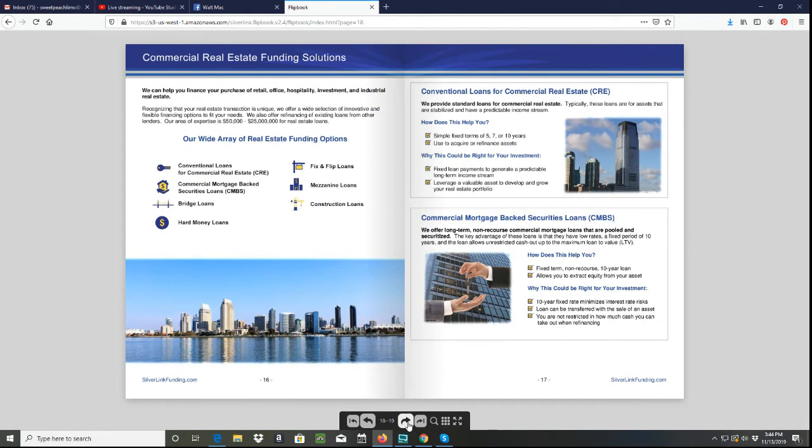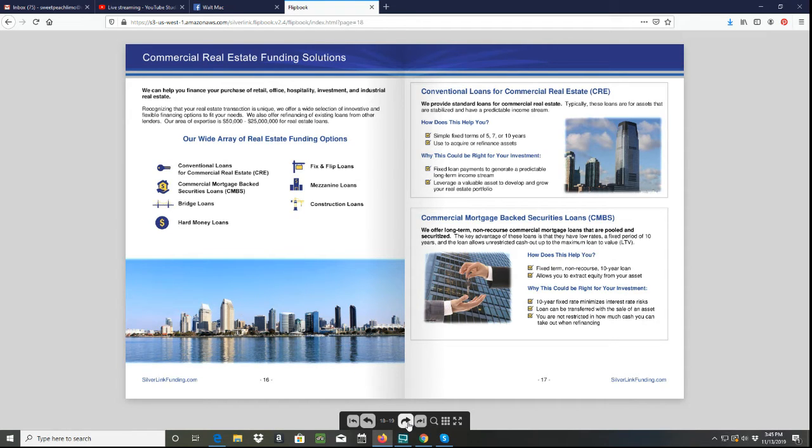Commercial real estate funding solution. We can help you finance your purchase of retail, office, hospitality, investment, and industrial real estate. Conventional loans for commercial real estate, or CRE. We provide standard loans for commercial real estate. Typically, these loans are for assets that are established and have a predictable income stream.